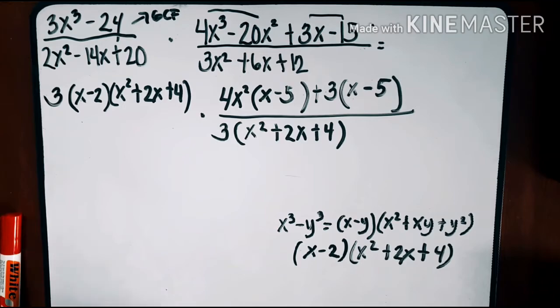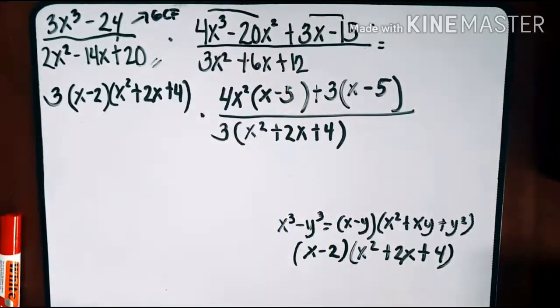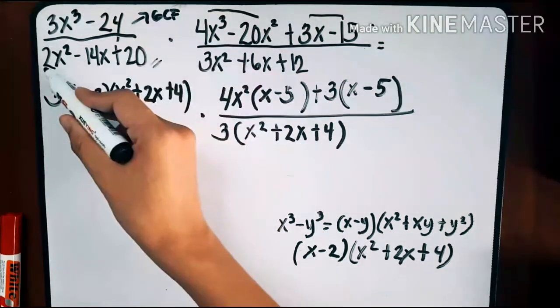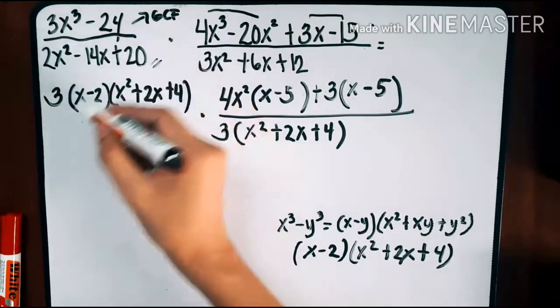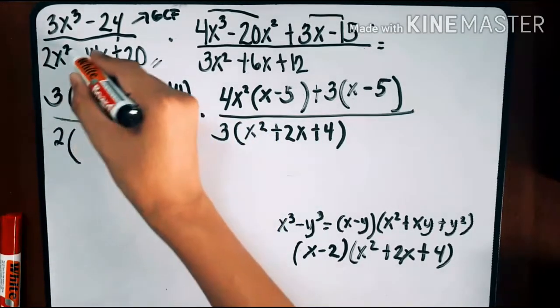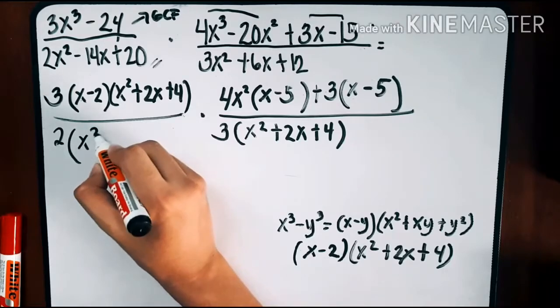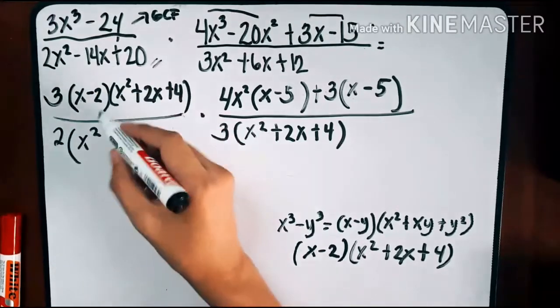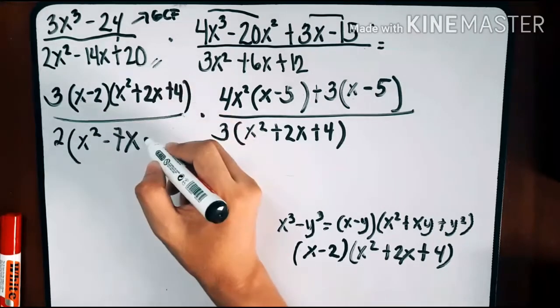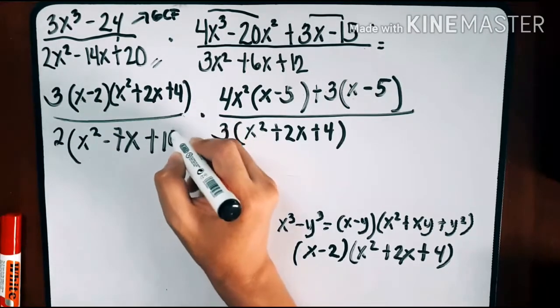Next is, how about this? 2x squared minus 14x plus 20. All of them are divisible by 2, so the GCF is 2. 2x squared divided by 2 is x squared, negative 14x divided by 2 is negative 7x, and 20 divided by 2 is 10.